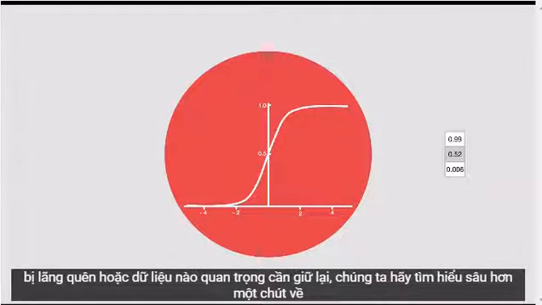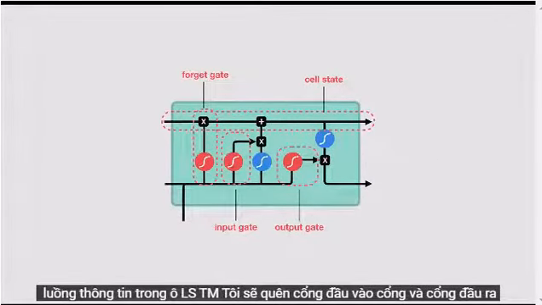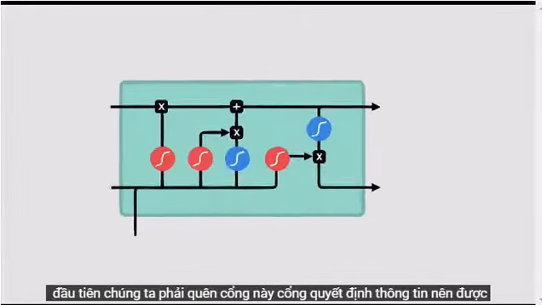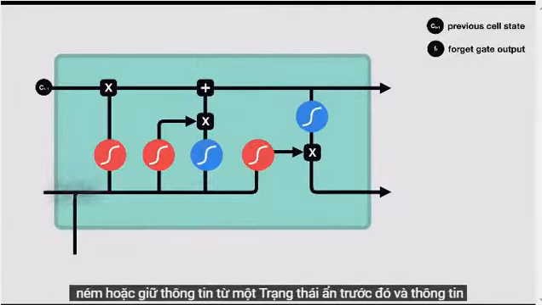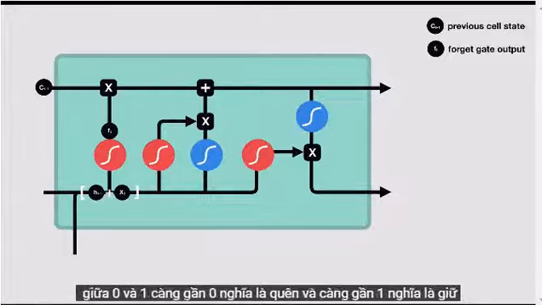Let's dig a little deeper into what the various gates are doing. So we have 3 different gates that regulate information flow in an LSTM cell: a forget gate, input gate, and output gate. First, we have the forget gate. This gate decides what information should be thrown away or kept. Information from the previous hidden state and information from the current input is passed through the sigmoid function. Values come out between 0 and 1. The closer to 0 means to forget, and the closer to 1 means to keep.